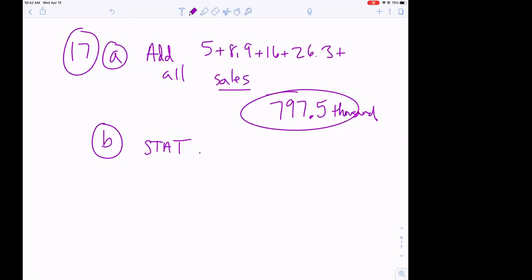So when you go to your stat button, your L1 is usually X and L2 is Y. You're not going to be entering 1985 and 1986 etc. You're just going to be putting 0, 1, 2, 3, 4, 5, 6, 7, etc. all the way down. And then 5, 8.9, 16, 26.3. And you're going to have to enter all those and then use quad regression.